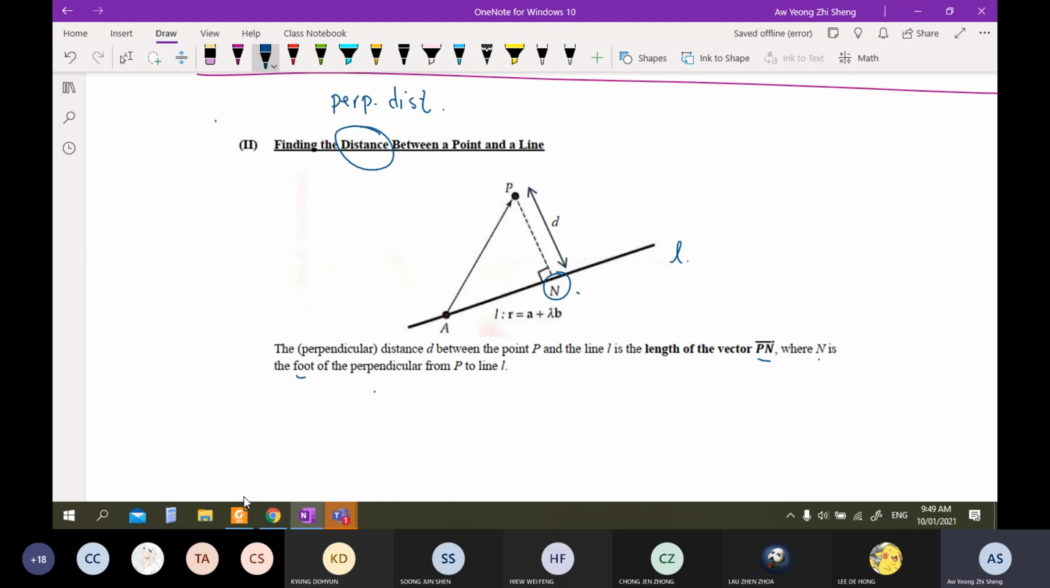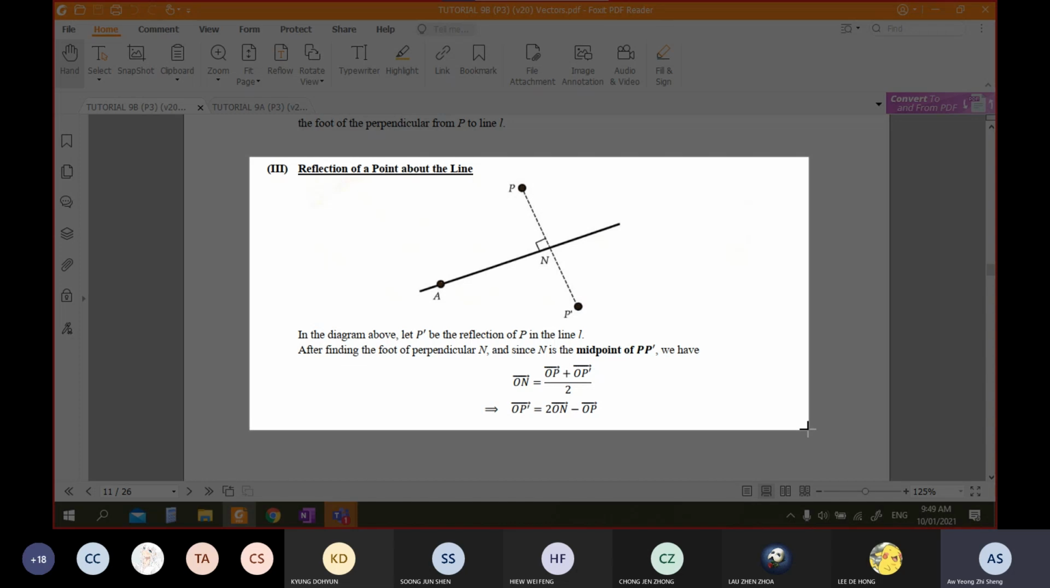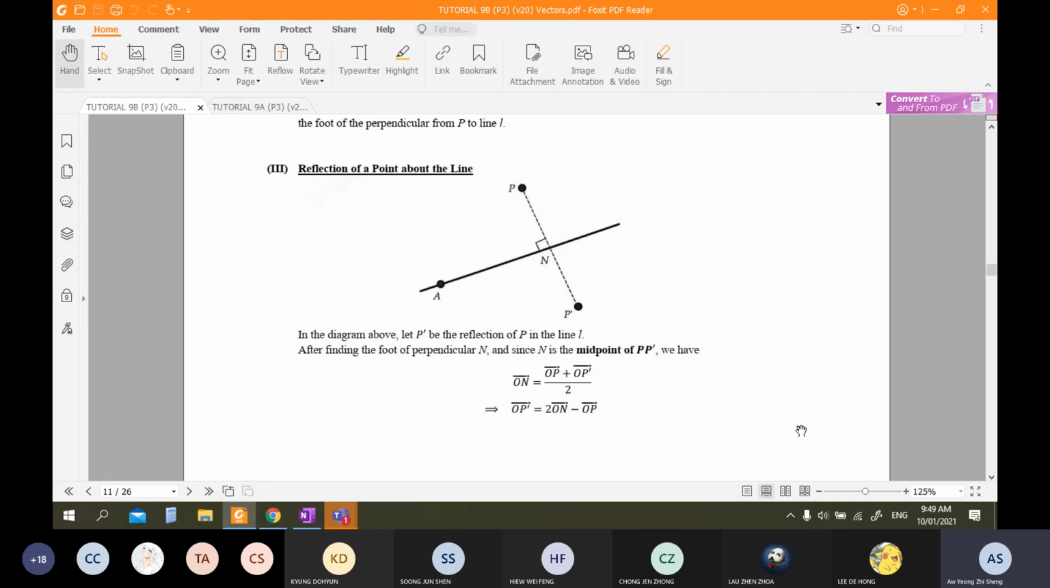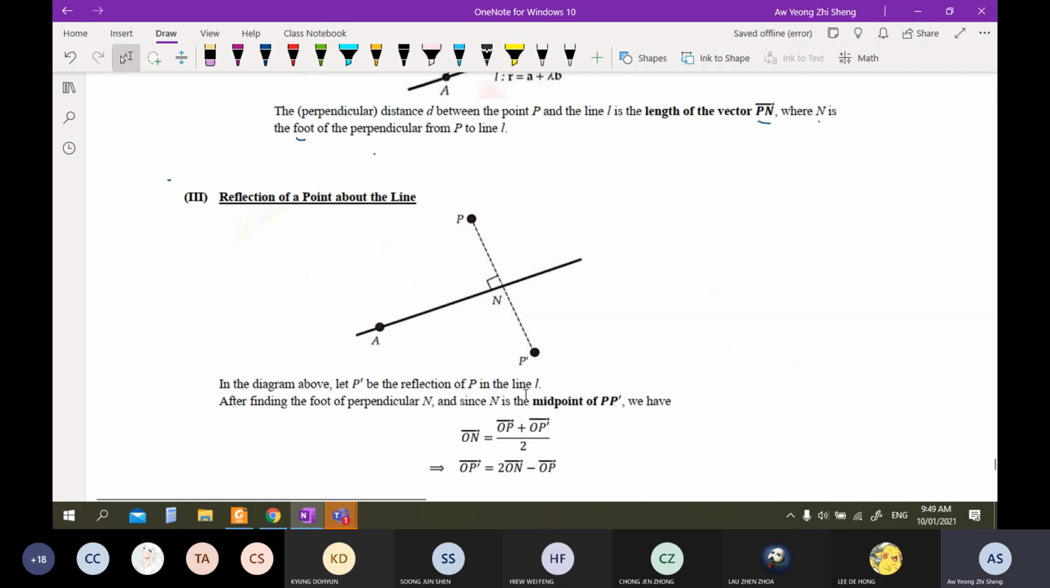Then in part 3, to reflect a point about a line, you also need to first find the foot of perpendicular. You need to make use of the fact that n is actually the midpoint of P and P prime, where P prime is named as the reflection of P in the line L. By the way, P prime is not a standard symbol. So if you want to use P prime in your working, you must introduce it to your reader by using a simple sentence: Let P prime be the reflection of P in the line L.